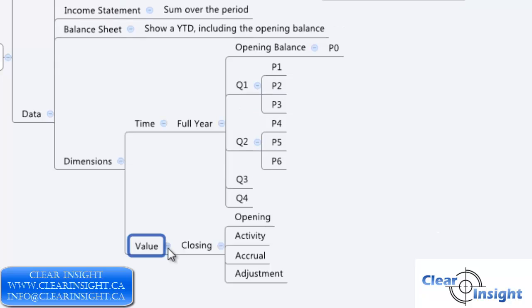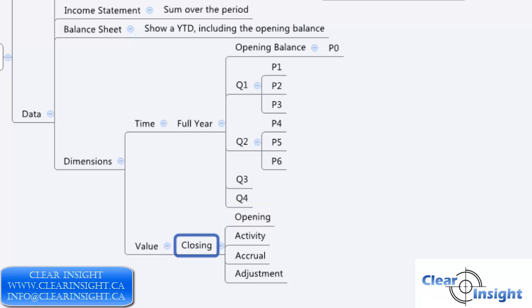And along with that, we want to have a value dimension. These can be called whatever makes sense for your application, but we want to start with an opening balance. What's the activity in that period? What are the accruals that someone may want to enter on top of that, or some kind of an adjustment? We add all those up, and that should give us the closing balance for that account.